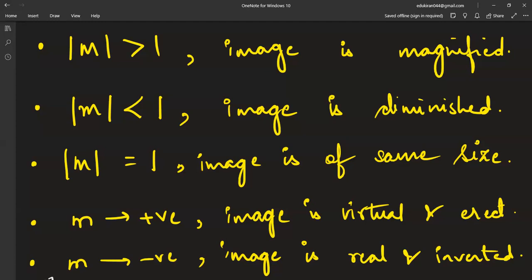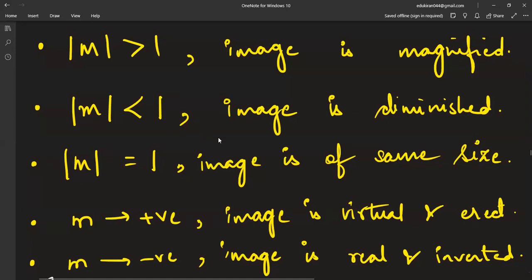So for example, if I say, tell me the details about the image formed with magnification minus 0.75. Firstly, the magnitude is 0.75, less than 1, so the image is diminished. The minus sign shows the image is real and inverted. So it is a real and inverted image which is diminished. This is the detail about the image. Likewise, whenever questions are asked about the details, you will first calculate magnification and use it to find out the details. So magnitude first.